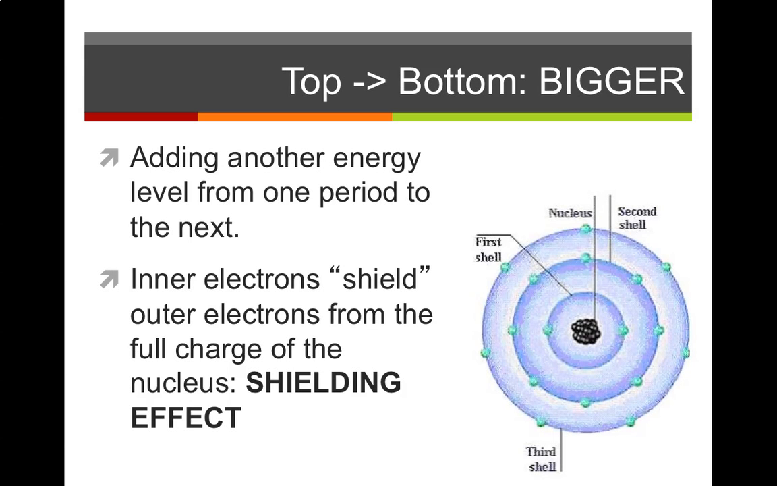And those inner electrons are going to act in a way that they shield the outer electrons from the full charge of the nucleus. So I'm still adding protons to the nucleus, but I have electrons in between that are kind of shielding me from seeing it.